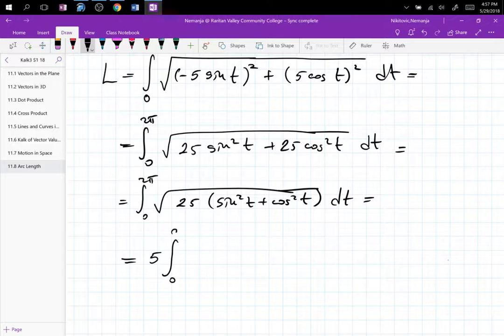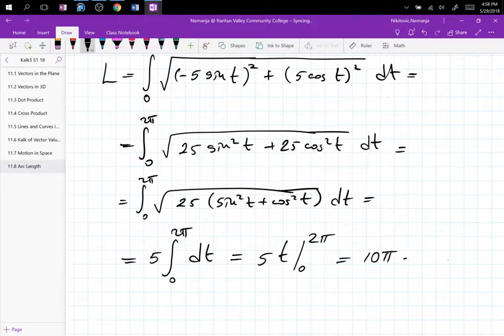So now, the square root of 25 is 5. I can kick that in front of the integral, and all I'm integrating is 1. So I'm just integrating dt. The integral of that is t, computed from 0 to 2 pi. You get your 10 pi minus 0, which is 10 pi. So we know that the formula 2 pi r, or 2r pi, or whatever order you put it in, works because we are able to do the proof and show that it works.